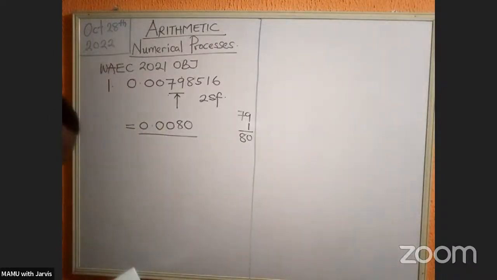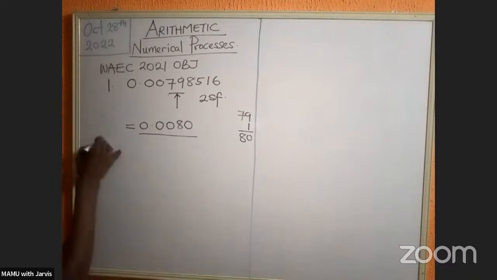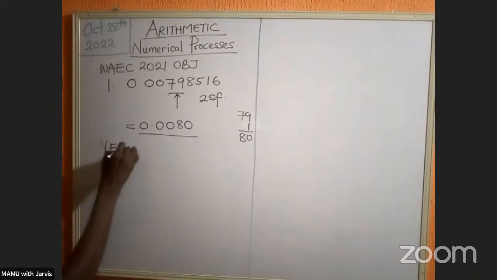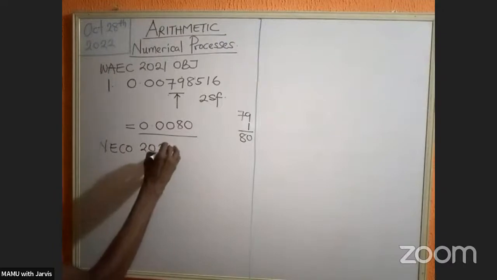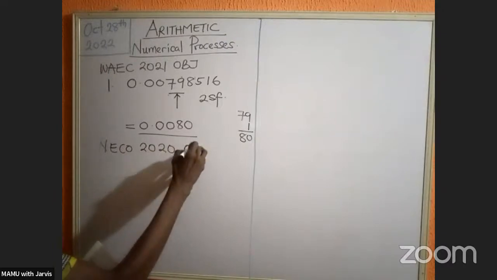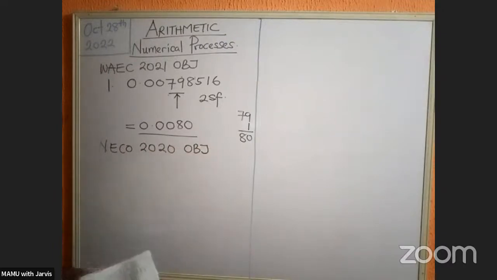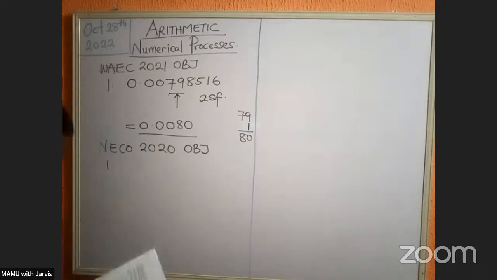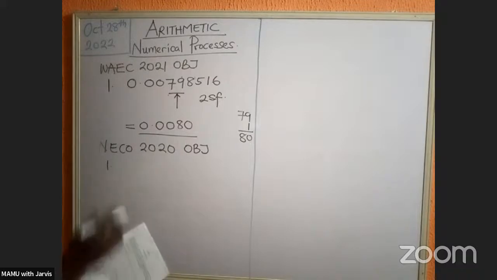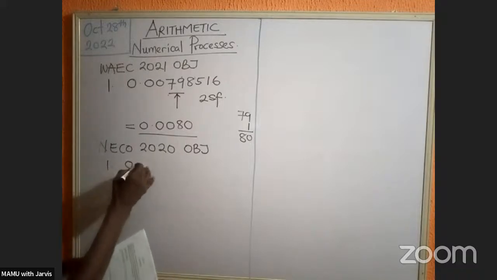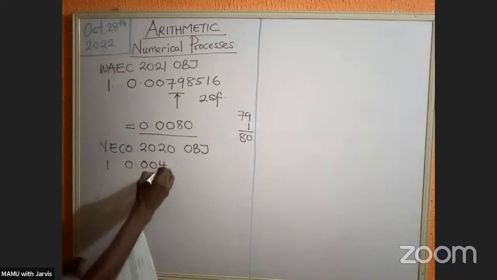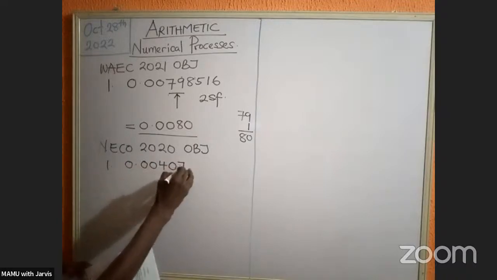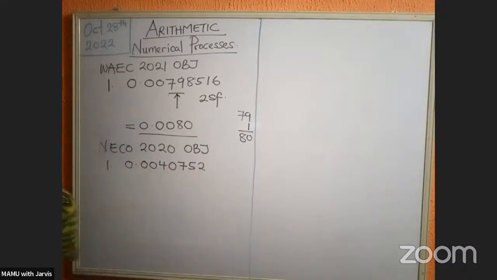This one is NECO 2020 OBJ again. The first question of interest there is question number 1. What does that question say? Express 0.0040752 to 3 significant figures. Okay, let's write that question quickly.